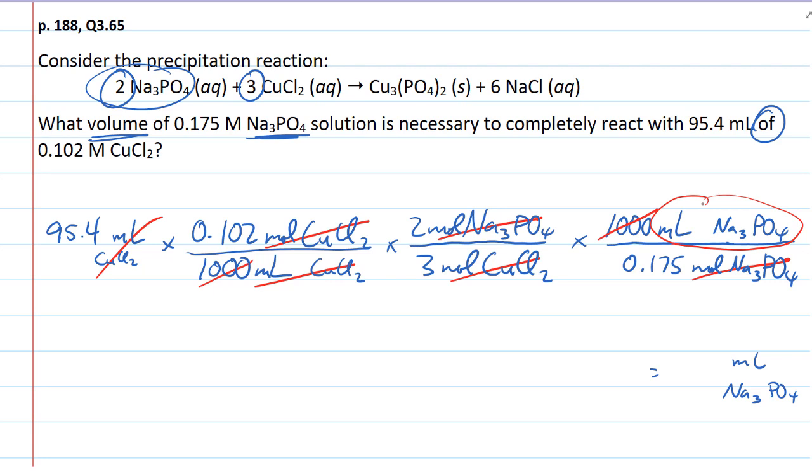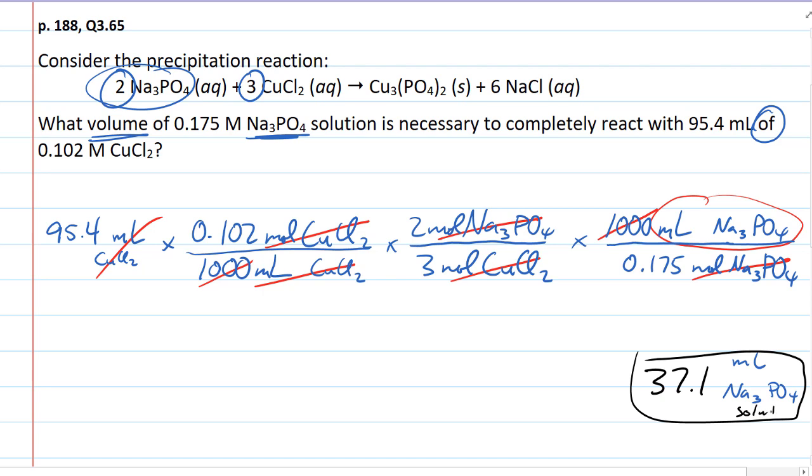It seems like between the first test and the second test, a few of you forget how to multiply in dimensional analysis. So we'll take 95.4, we'll multiply it by 0.102. We'll multiply it by 2 and divide it by 3. And looks like we'll divide it again by 0.175. And if I've done this correctly, looks like I'm winding up with 37.0697, blah, blah, blah. How many sig figs should we have? 3. So I'd round this off to be 37.1 milliliters of the sodium phosphate solution.